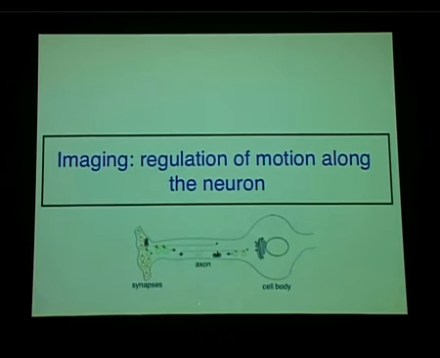I'll come to something which I'm very fond of, briefly touch upon that. So when the motor cargo complex leaves the cell body and comes into the axon, you of course have motion taking place, right? You have, as you saw in some of the movies that Krishanu showed, anterograde and retrograde motion, as well as in the movies that I showed.